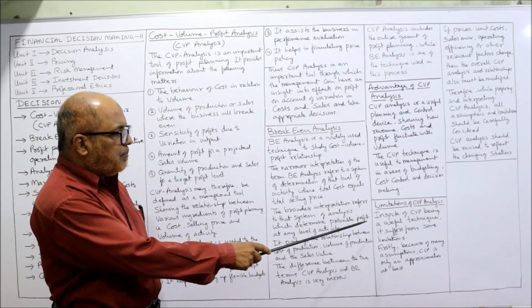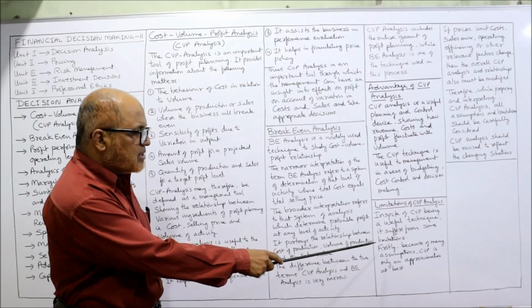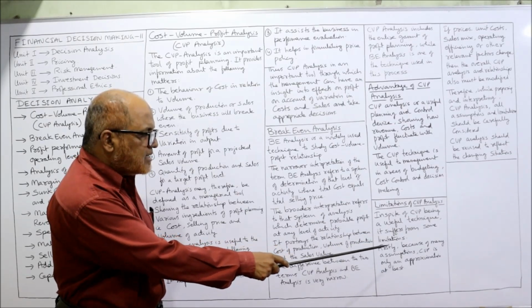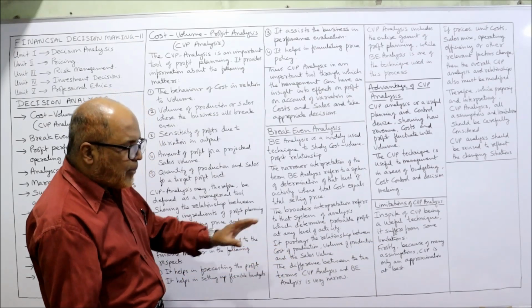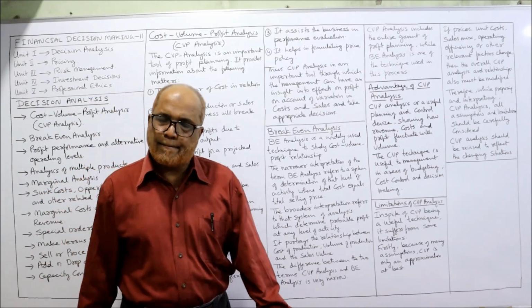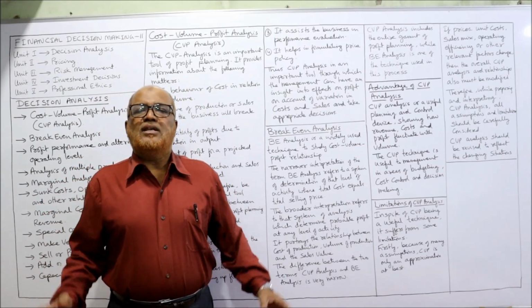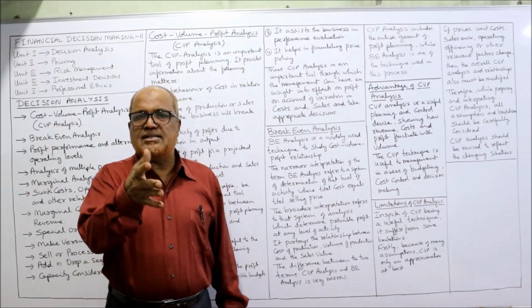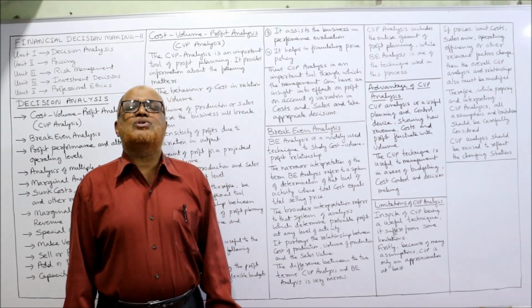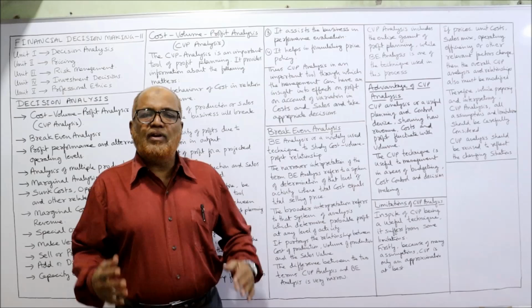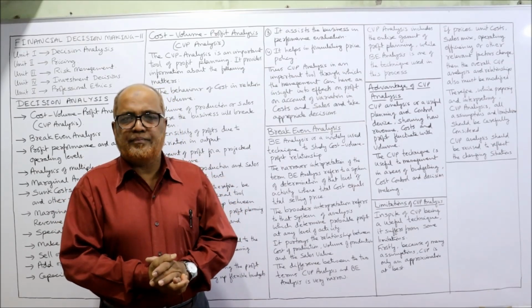In spite of CVP being a useful technique, it suffers from some limitations. Firstly, because of many assumptions, CVP analysis is only an approximation at best. So most of the time, the CVP analysis will not give the best decision. It will give an approximate decision. It will give a better decision, right?